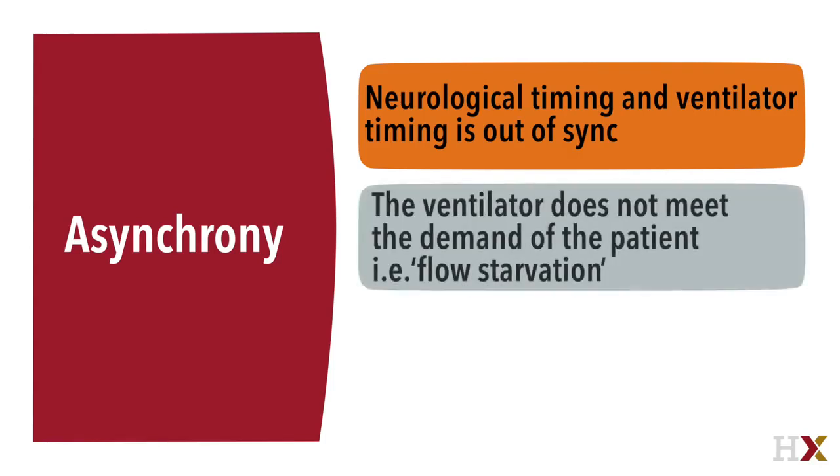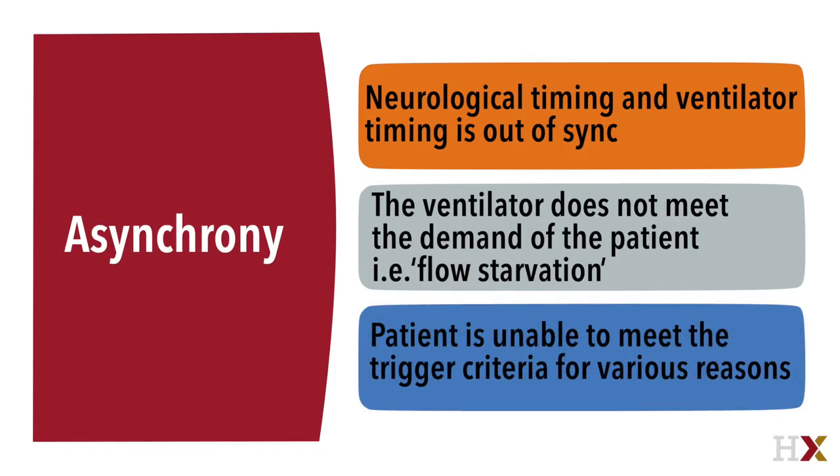Another form of asynchrony or dysynchrony is the ventilator does not meet the demand of the patient, and the patient can get what's called flow starvation. This typically happens in something like volume assist control when the patient has high drive, which I'll describe in just a moment. Another form is when the patient is unable to meet the trigger criteria for various reasons.